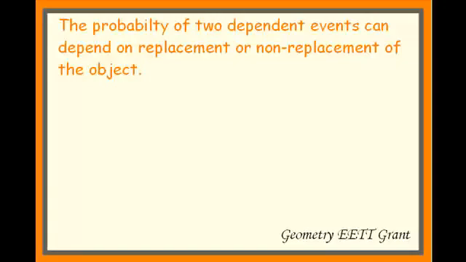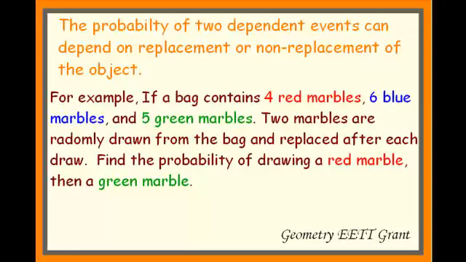The probability of 2 dependent events can depend on a replacement or non-replacement of the object. For example, if a bag contains 4 red marbles, 6 blue marbles, and 5 green marbles, 2 marbles are randomly drawn from the bag and replaced after each draw. Find the probability of drawing a red marble and then a green marble. So what does replaced mean? That means you pull it out of the bag, then you drop it right back in after you look at it. So that means every time you draw, you have the exact same number of marbles. You're starting with the same amount because you keep dropping it back in after you observe it.